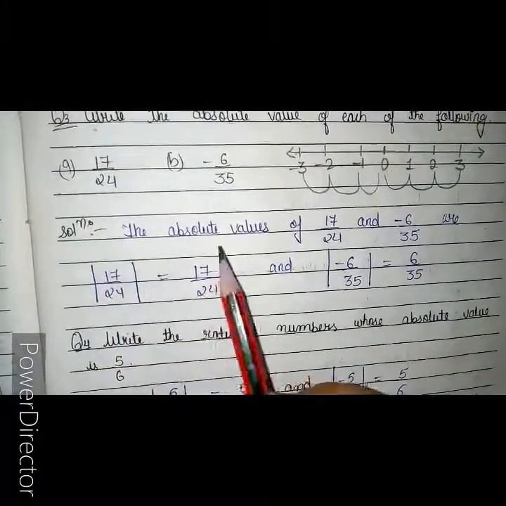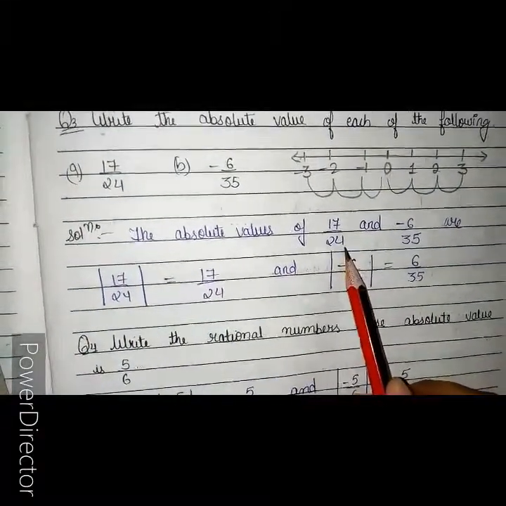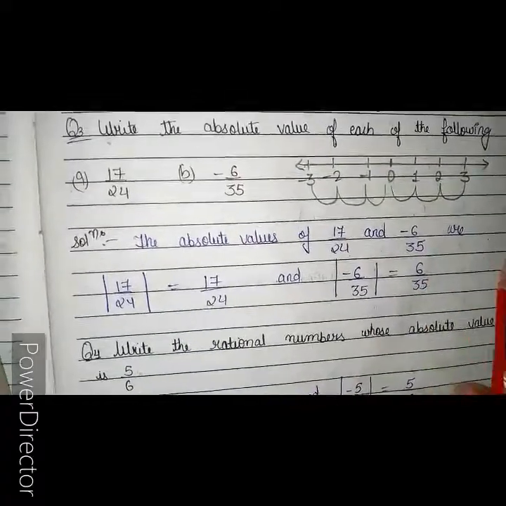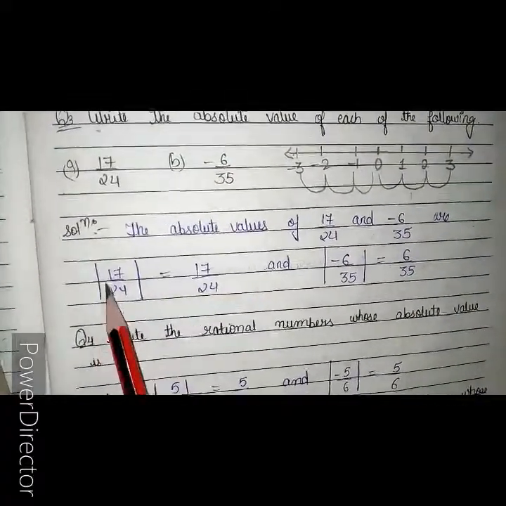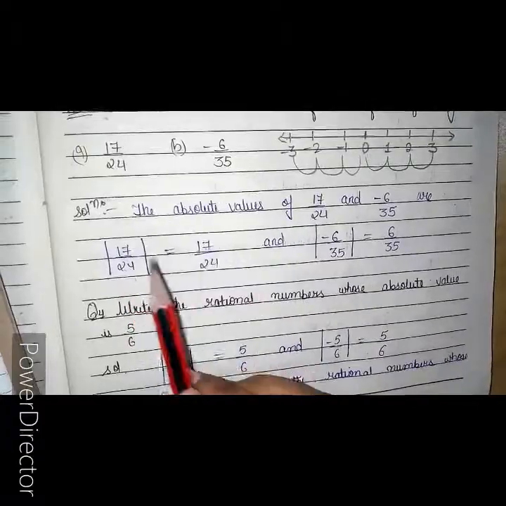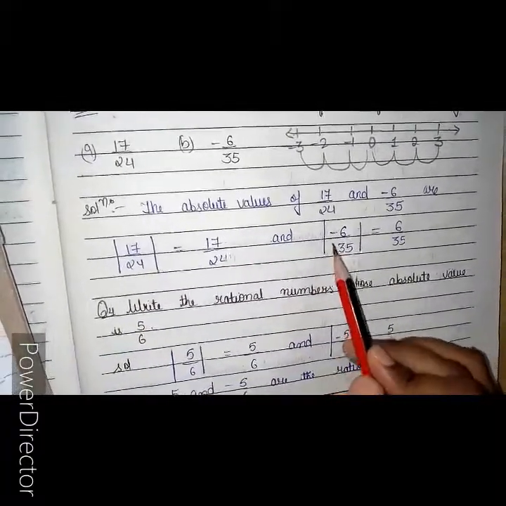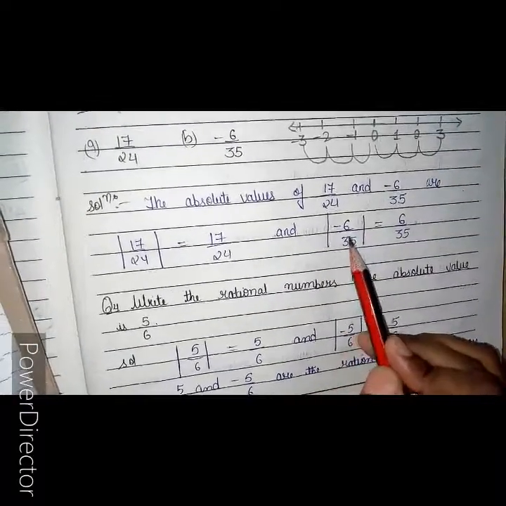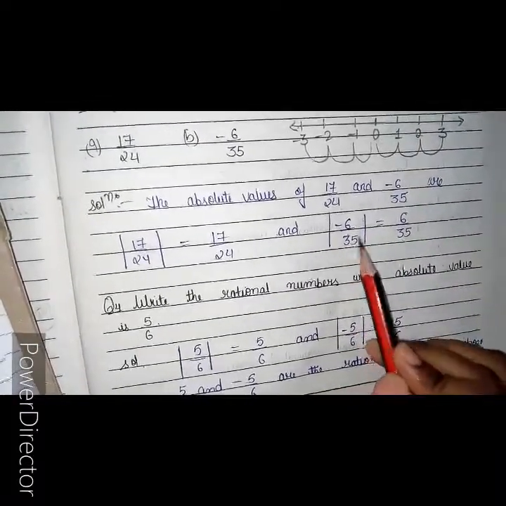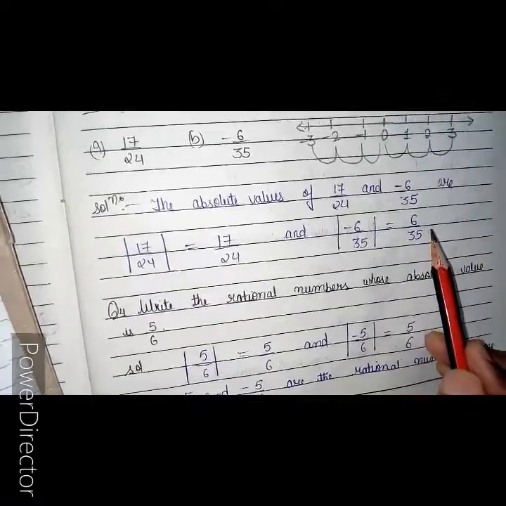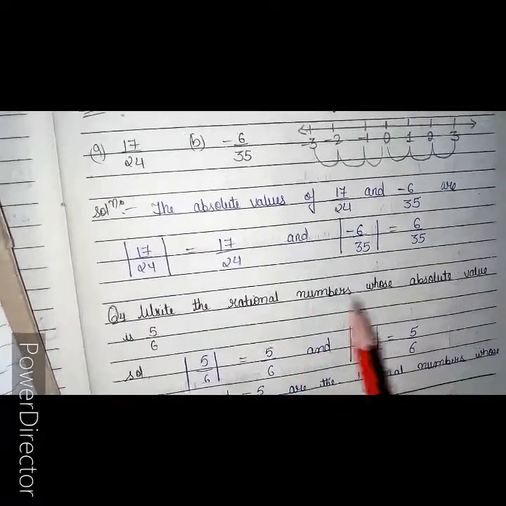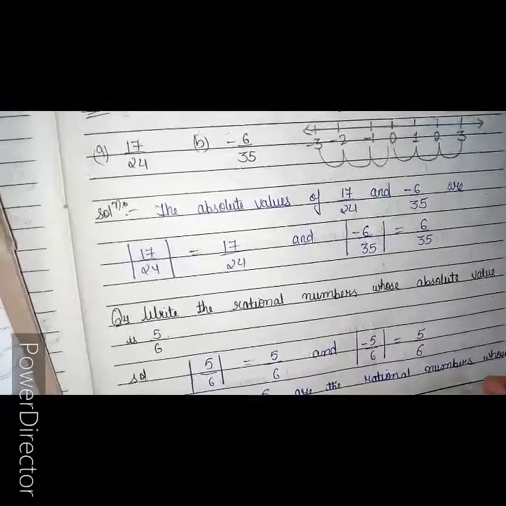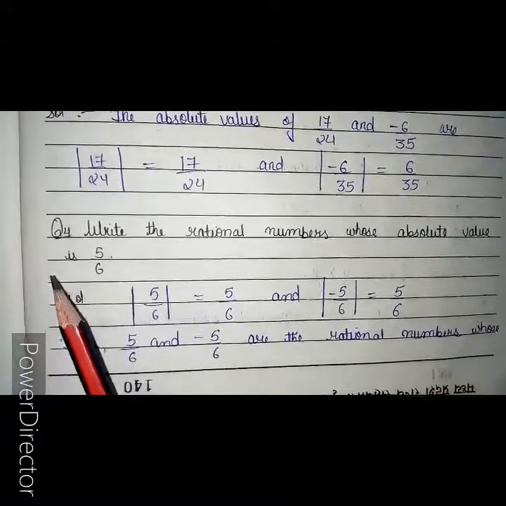17 upon 24. The absolute values of 17 upon 24 and minus 6 upon 35 are, we write absolute value in mod. Modulus of 17 upon 24 equals 17 upon 24. Any number that comes out from mod is always positive. And second one is minus 6 upon 35. Modulus of minus 6 upon 35. If minus 6 upon 35 comes out from mod, it is always positive because the absolute value of a rational number is always positive.